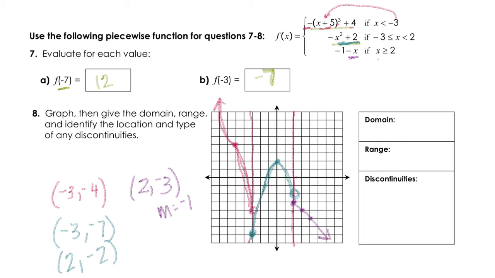Now to talk about the domain. That domain is all real numbers. The range is also all real numbers. And then for your discontinuities, you have a couple of jumps in here. You have jumps at x equals -3 and x equals 2.